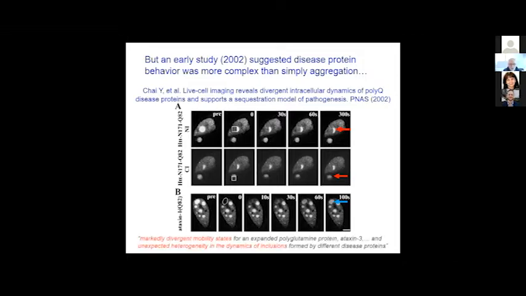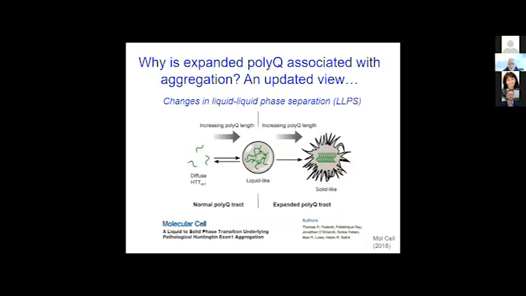We wrote in the abstract, there's markedly divergent mobility states for an expanded polyglutamine protein ataxin 3, and unexpected heterogeneity in the dynamics of inclusions formed by different disease proteins. At the time, we certainly did not have a physicochemical view of this. We did not think hard enough about this, but I think everyone would agree that what we're looking at really is the behavior of proteins.